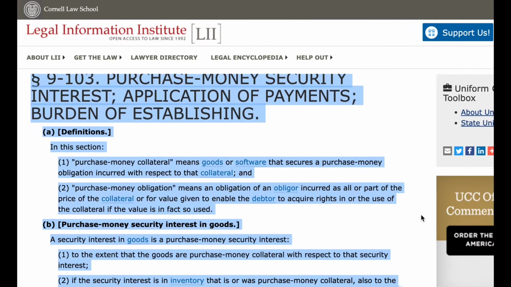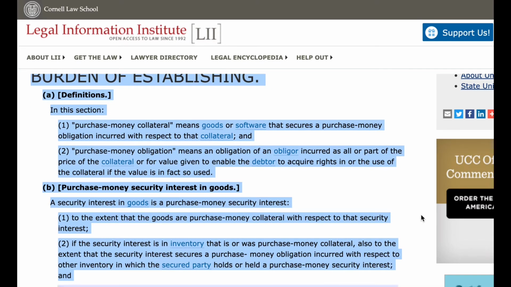A. Definitions. In this section: 1. Purchase money collateral means goods or software that secures a purchase money obligation incurred with respect to the collateral, and 2. Purchase money obligation means an obligation of an obligor incurred as all or part of the price of the collateral or for value given to enable the debtor to acquire rights in or the use of the collateral if the value is in fact so used.